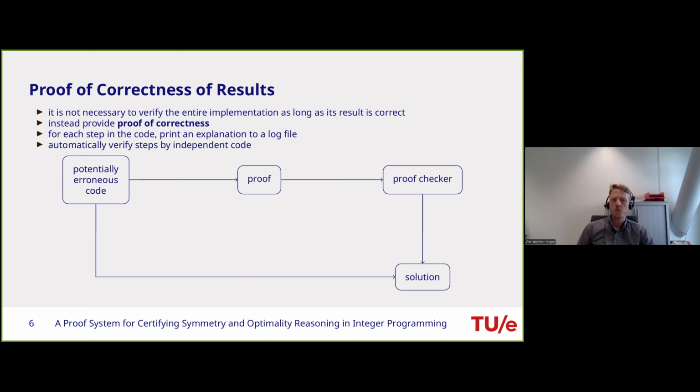So for every step that we make in the code, we, for instance, write to a log file a line that justifies why we made this reduction. And these justifications need to be made very simple, such that an independent piece of software, a so-called proof checker, can verify that the reductions that we made are actually correct. And the good news about these proof checkers is that they are usually rather simple pieces of code, so they can actually be verified correctly, so we can guarantee that they work correctly.